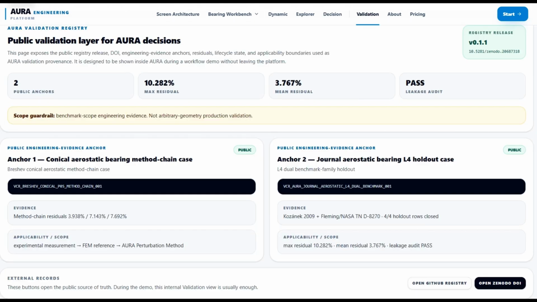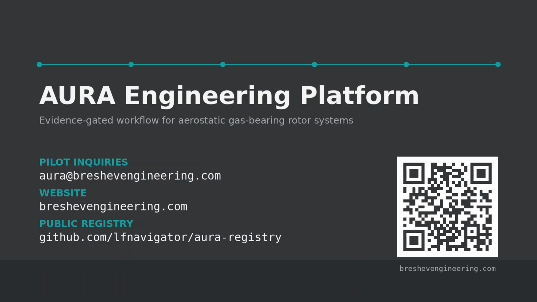The validation layer is public. Aura shows the registry release, Zenodo DOI, and 2 engineering evidence anchors. For the journal holdout, maximum residual is 10.28%, mean residual is 3.77%, and leakage audit passes. Aura turns engineering trust into traceable decisions.